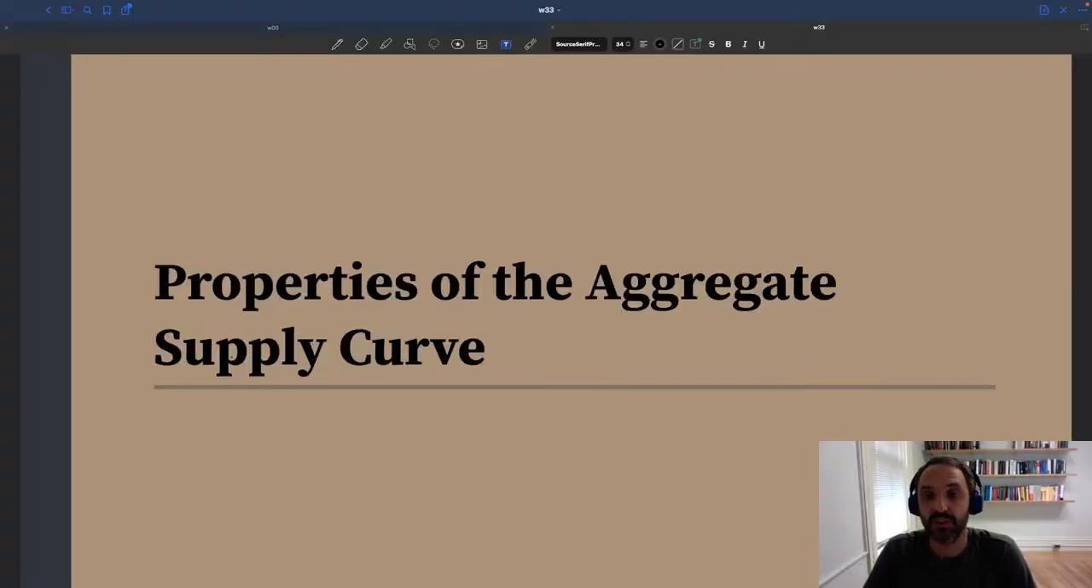So now that we've computed the aggregate supply curve, we can look at its properties, and that's going to be pretty simple just because the aggregate supply curve is a very simple structure in the model.